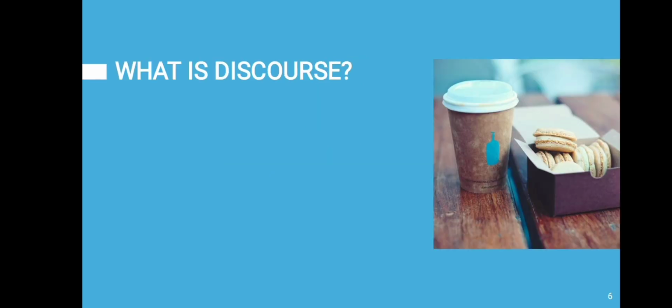The next is what is discourse. In linguistics, discourse refers to a unit of language longer than a single sentence. The word discourse is derived from the Latin prefix dis, meaning away, and the root word currere, meaning to run. Discourse therefore translates to run away and refers to the way that conversations flow.